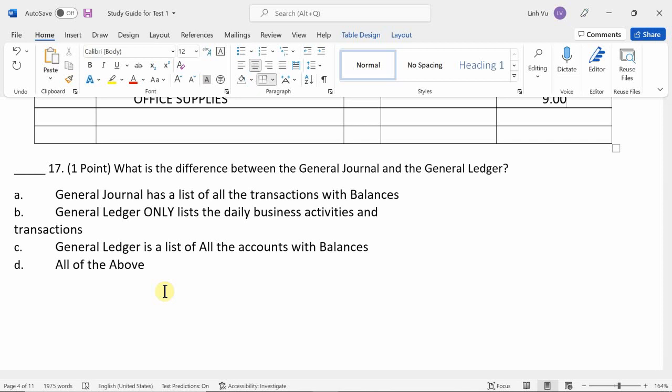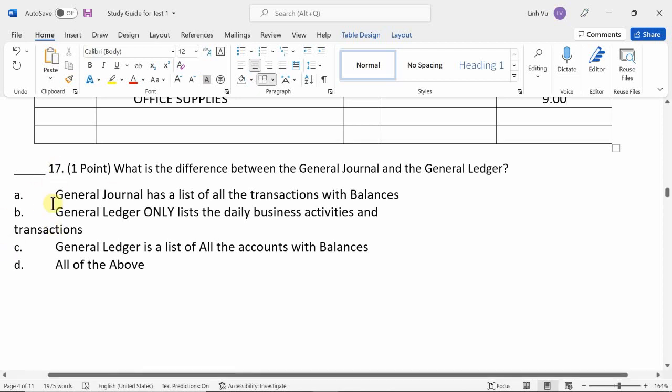It's C. The general ledger is a list of all the company's balances. Okay, so let's go through the answers. A says the general journal has a list of all the transactions with their balances. No, that's not true. That's the ledger, right? And the ledger only lists the daily transactions. No, that's not true. However, the general journal is a list of all the transactions with their account balances. So in this case, letter C is correct.